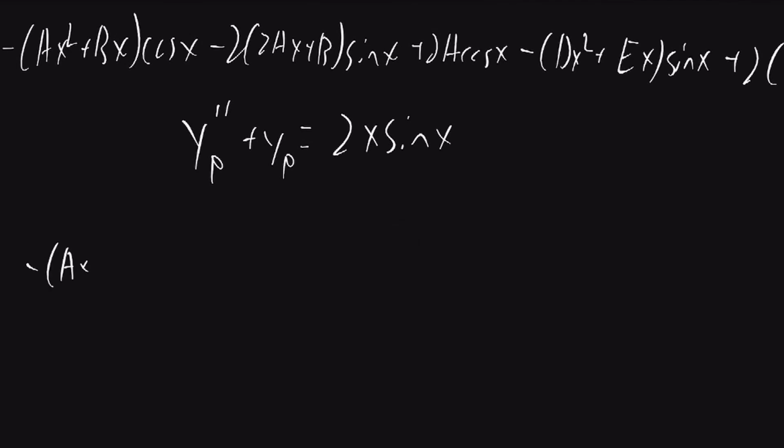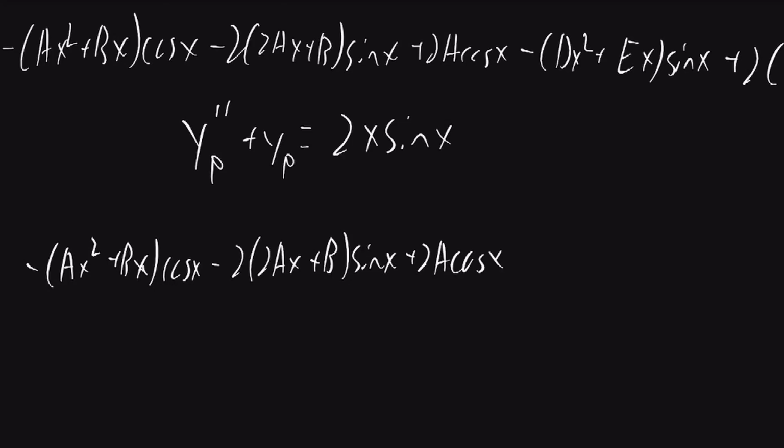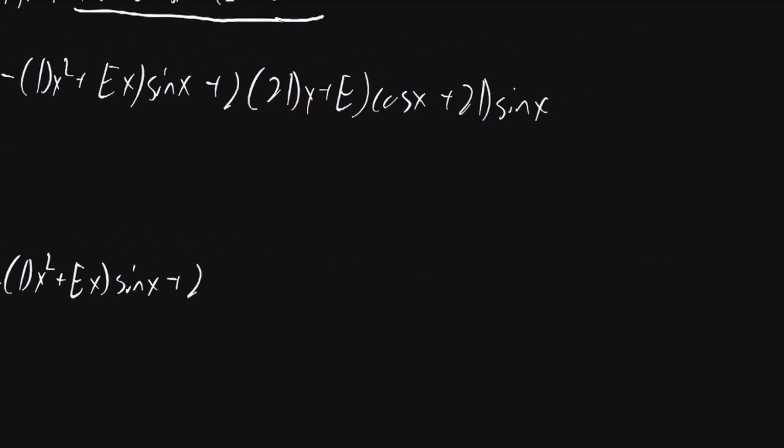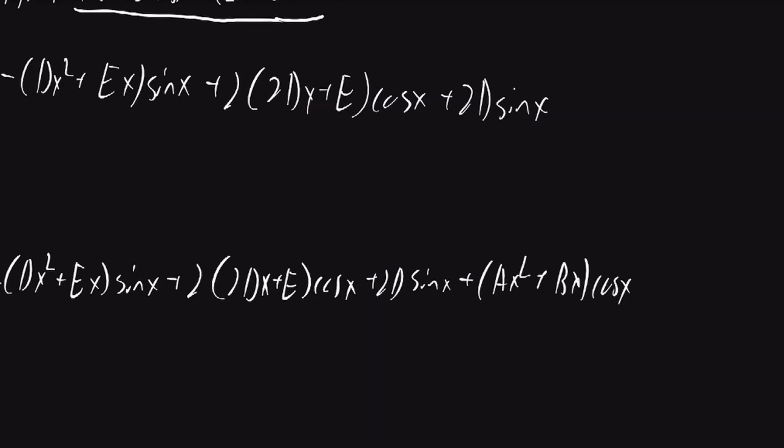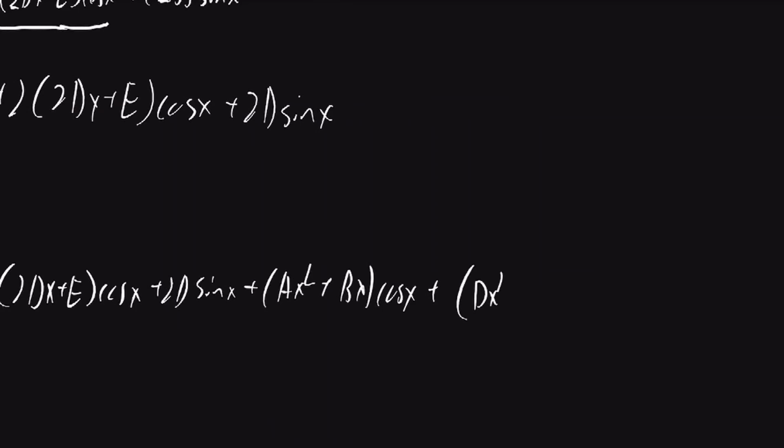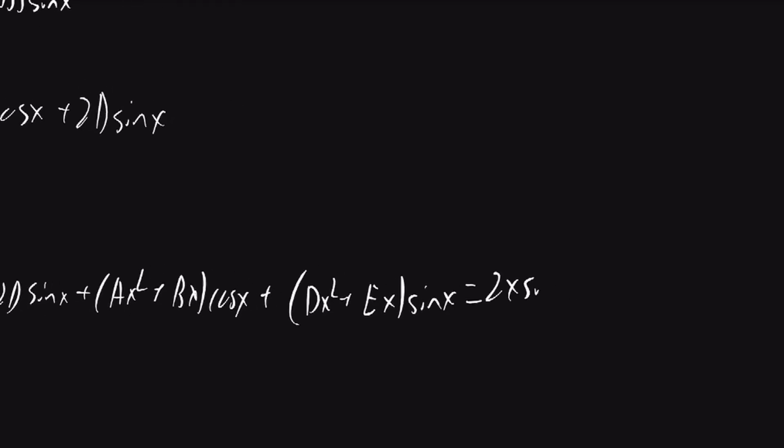We'll get negative ax squared plus bx times cosine x minus 2 times 2ax plus b times sine x plus 2a times cosine x minus dx squared plus ex times sine x plus 2 times 2dx plus e times cosine x plus 2d times sine x plus ax squared plus bx times cosine x plus dx squared plus ex times sine x. That'll all be equal to 2x times sine x.